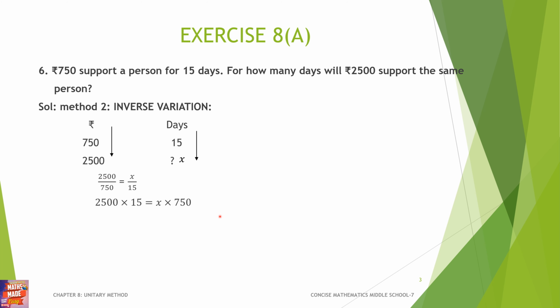Now just do the cross multiplication and keep the x as it is and get this 750 to the other side. It becomes division because you are getting this 750 to the other side of the equal to. Whenever you get to the other side of the equal to, plus becomes minus, minus becomes plus, multiplication becomes division, division becomes multiplication. Now just do the cancellation and you will get x is equal to 50. That means the number of days he can support himself with 2500 is 50 days.